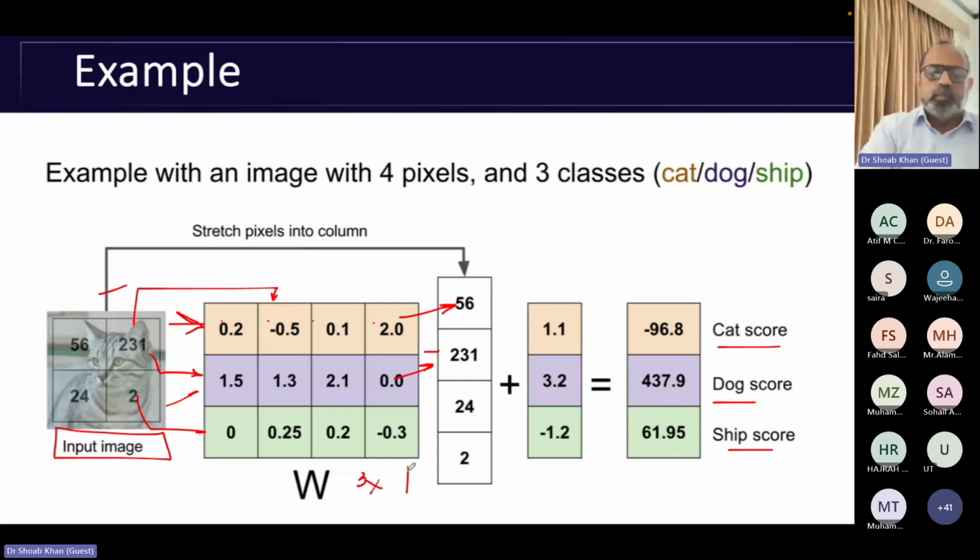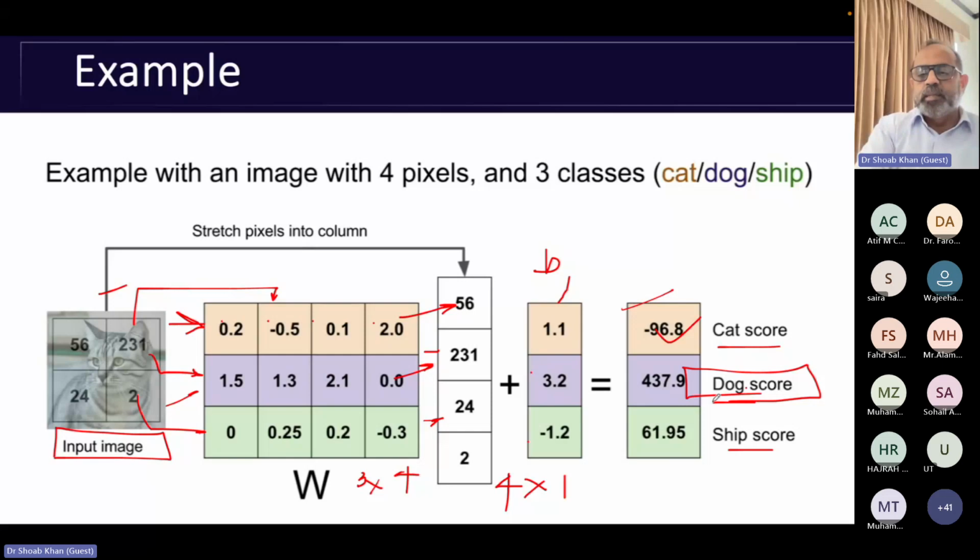So 3 by 4, and this image is now stretched into a vector which is a 4 by 1. This is the bias term, which is a constant, and we will learn more about this bias term, which you just add into the answer. You add into the answer and you get 3 answers. Because it's a cat, you should have seen a big value here, which obviously you are not seeing. You're seeing a big value for dog. So the classifier will say it's a dog, whereas it is a cat.